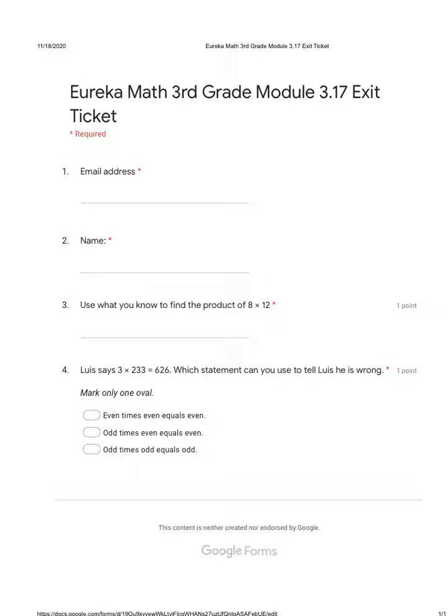This is Eureka Math, Grade 3, Module 3, Lesson 17, Exit Ticket. Our first question says, use what you know to find the product of 8 times 12.